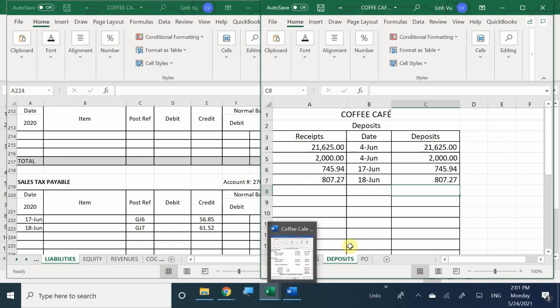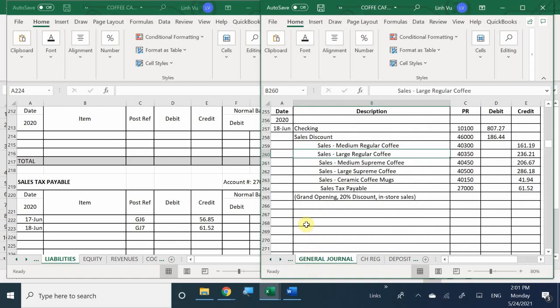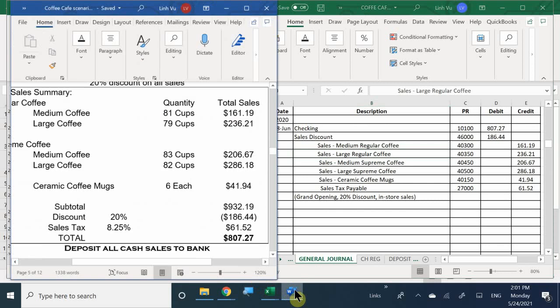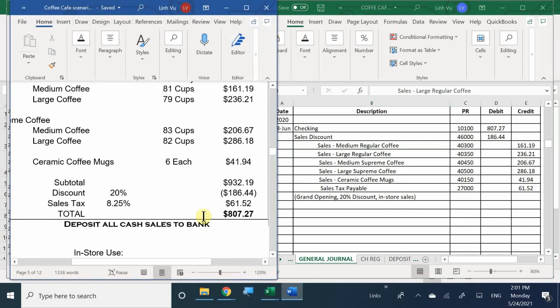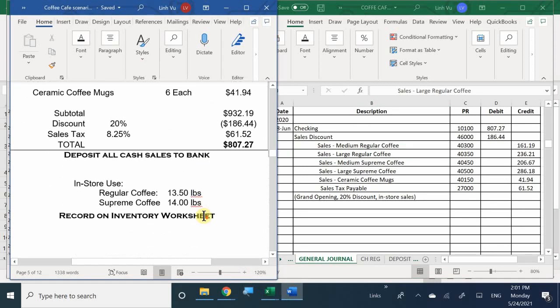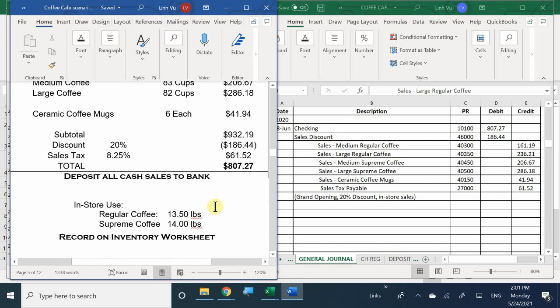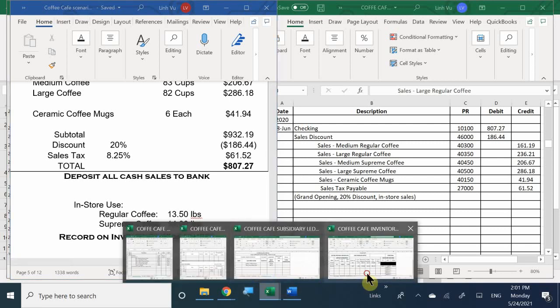All right. Let's see what the journal says here. Deposit the money to the bank. We just did that. So then we need to update our inventory. How many pounds of each one do we use? 13.5 of regular coffee and 14 of the Supreme coffee. All right, inventory worksheet.